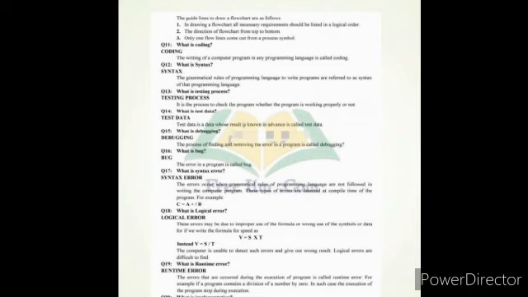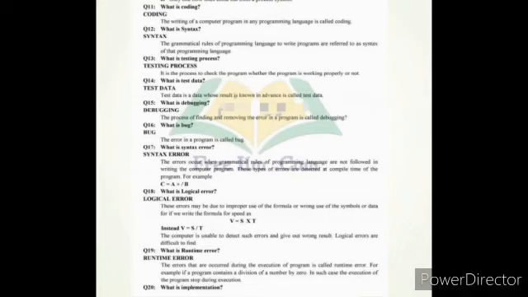Question number 12 is what is syntax? Question number 13 is what is testing process? Question number 14 is what is test data? Question number 15 is what is debugging? Question number 16 is what is bug? Question number 17 is what is syntax error? Question number 17 is what is logical error? And question number 18 is what is runtime error? And question number 20 is what is implementation?